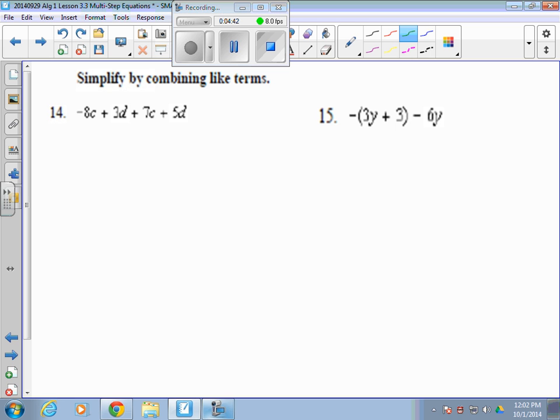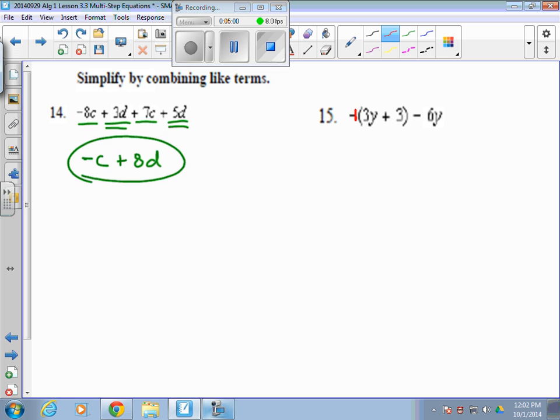14 says simplify by combining like terms. Negative 8c and positive 7c. Negative 8 plus 7 is negative 1c. And positive 3d and positive 5d. 3 plus 5 is going to be plus 8d.